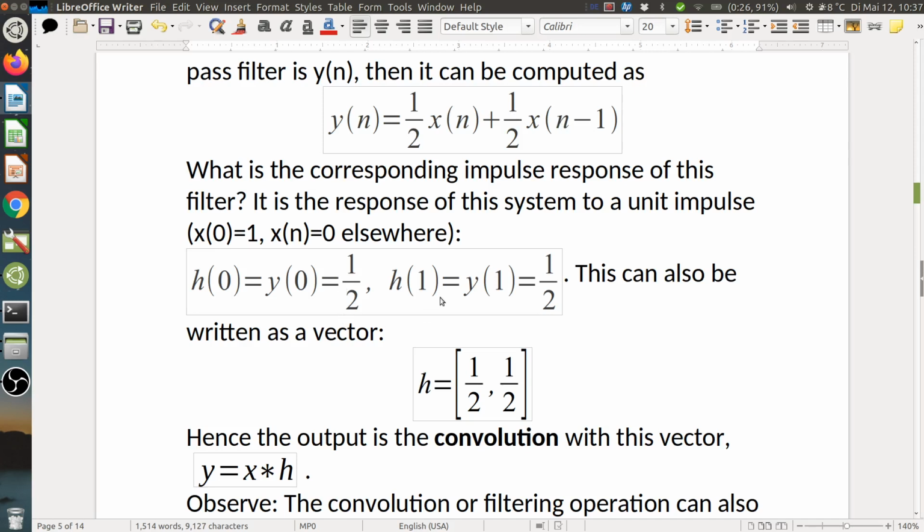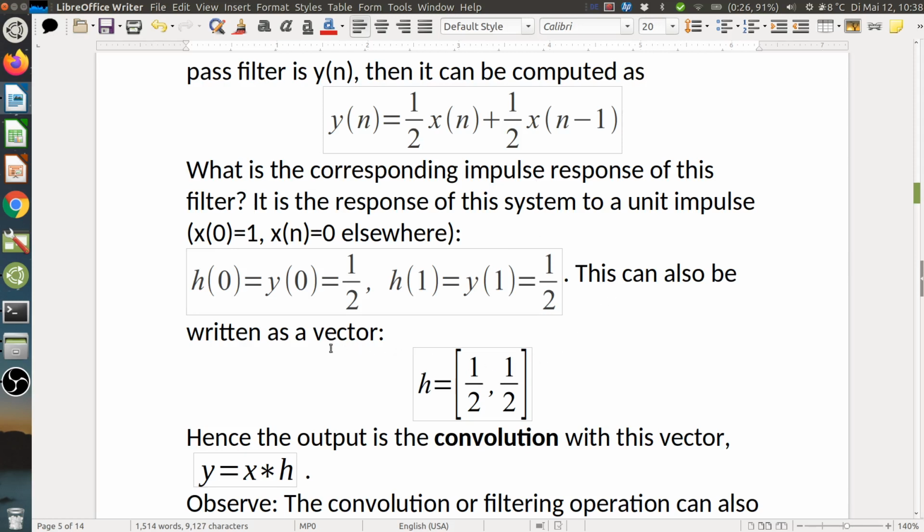Right? And then we look at the next time step, n equals 1. So again, look at the equation. y of 1 is 1/2 x of 1. So this now becomes 0, disappears. And this is x of 1 minus 1, x of 0, and x of 0 is 1. So we have 1/2 again. Right? And everywhere else, it's 0.